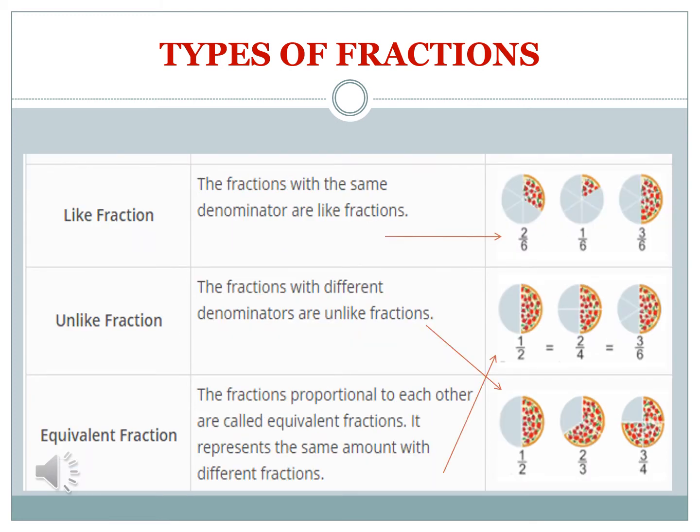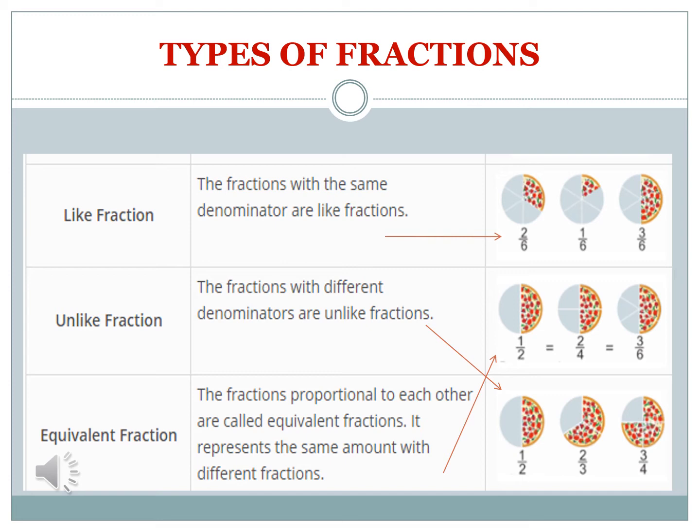Let's learn a few more types of fractions. When two or more fractions are given, depending upon the values of their denominators, they can be termed like fractions and unlike fractions. Let us see one by one. Fractions with the same denominators are called like fractions. For example, 1 by 6, 2 by 6 and 3 by 6 all have the same denominator.